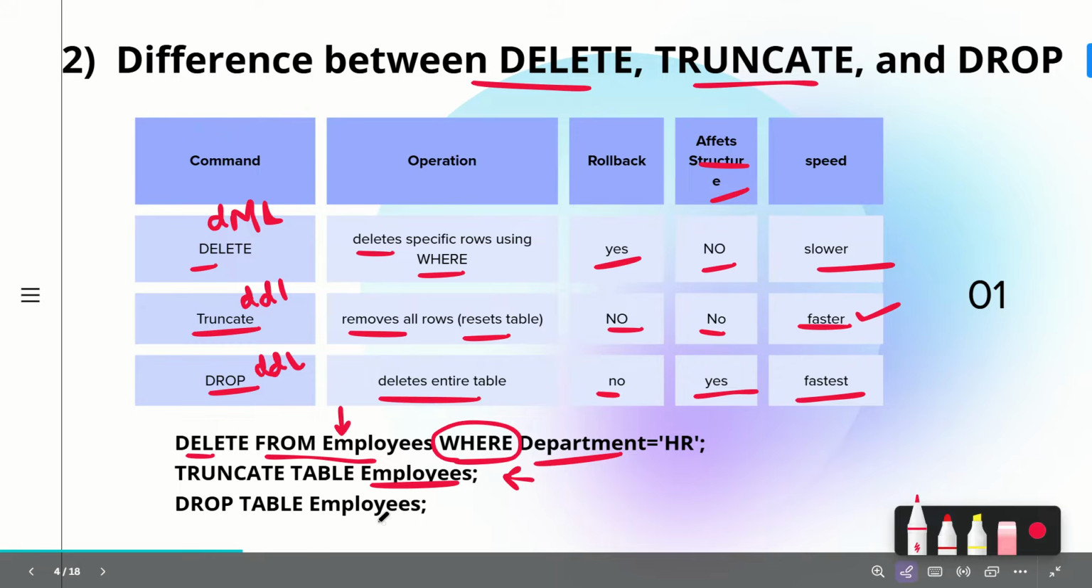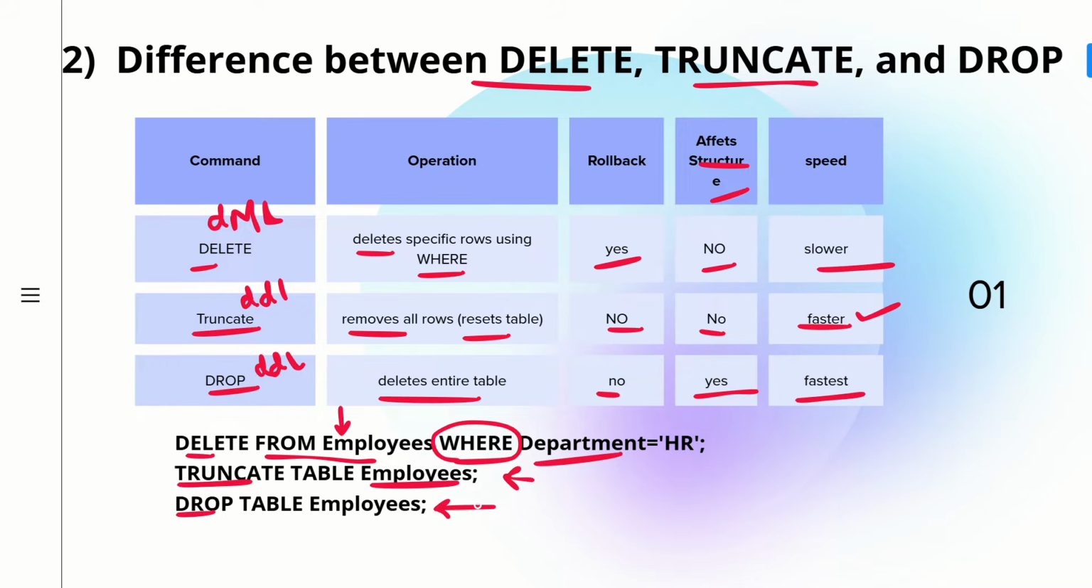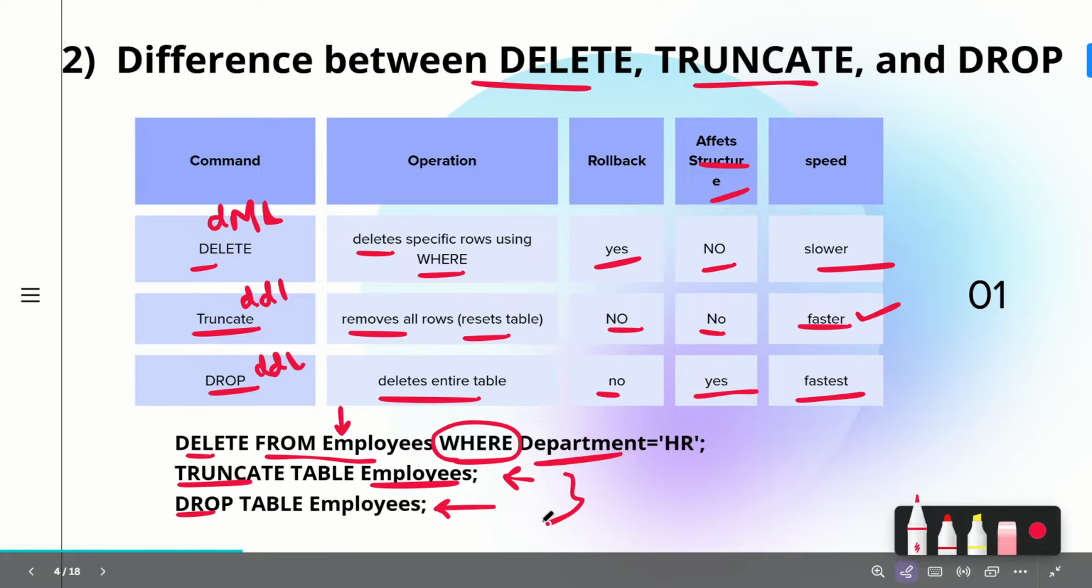Our drop command, for drop, our syntax is drop table employees. So you can see that both of the syntax are almost the same for truncate and drop, but what drop does, it is going to delete your table itself. So next time you want to insert anything in your table, you don't have a table, you cannot insert, you will have to create it again. So that is the difference between truncate and drop. And these are the syntax for delete, truncate and drop.